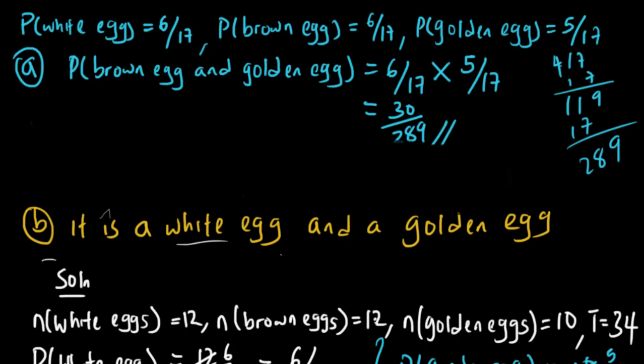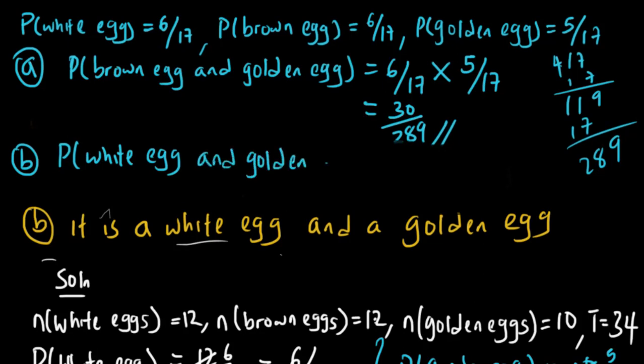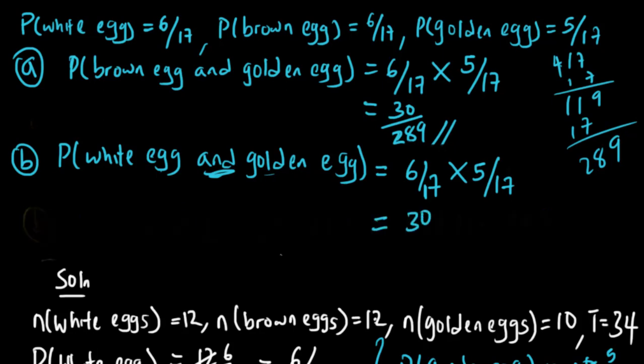For B, we are told to find the probability that it is a white egg and a golden egg. So we have the probability that it is a white egg and a golden egg. Remember these two. Now the probability that it is a white egg, we got it as 6 over 17, and we multiply by the probability that it is a golden egg, 5 over 17. Do you understand? Nothing can cut, so we multiply. 6 times 5, 30. 17 times 17, 289. So the answer also is 30 over 289.